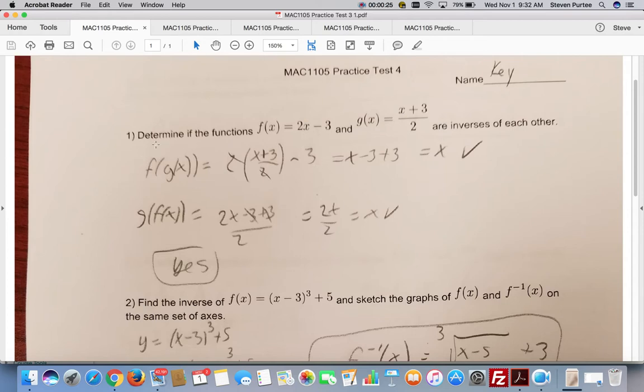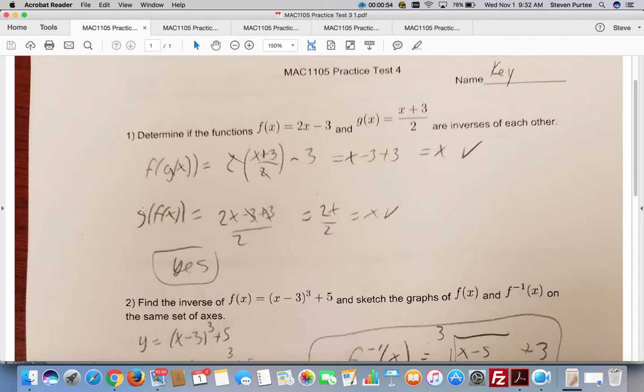So f of g of x means rewrite f of x: twice our input minus 3. But now our input is all of g. So we plug (x plus 3) over 2 into f, into the x. The 2's cancel. We get x minus 3 plus 3. Wrote that in the wrong order. Should say x plus 3 minus 3, but either way, that's x.